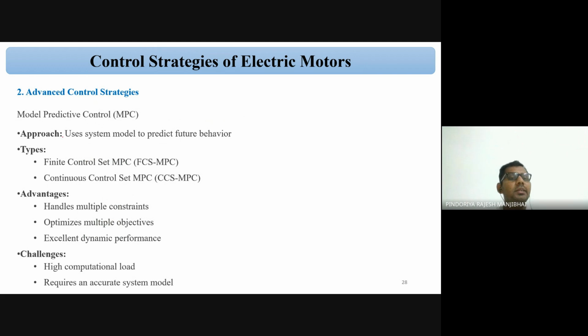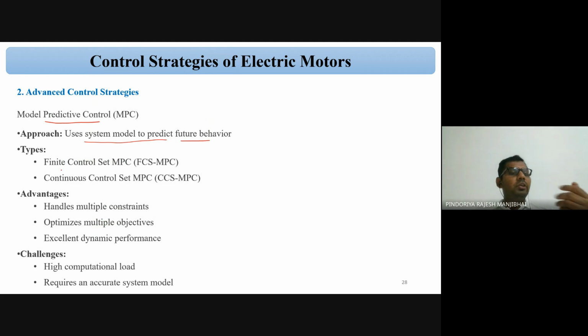Advanced control strategy: there is model predictive control. The approach uses a system model to predict future behavior. So we have to analyze the model, a detailed model of your motor, and then predict the future behavior.